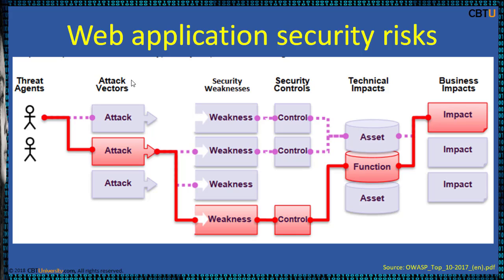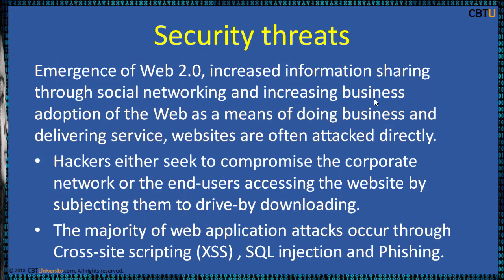Attackers can follow different paths through your application to do harm to your business or organization. Each of these paths represents a risk that may or may not be serious enough to warrant attention. Threat agents use attack vectors and exploit security weaknesses, break through security controls, and the impact can be technical or business. The emergence of Web 2.0 increased information sharing through social networking and increasing business adoption of the web as a means of doing business and delivering service.